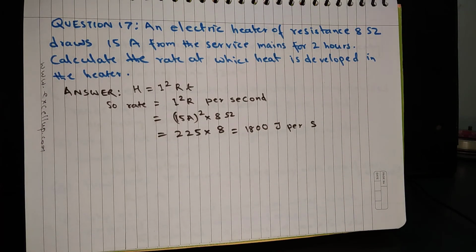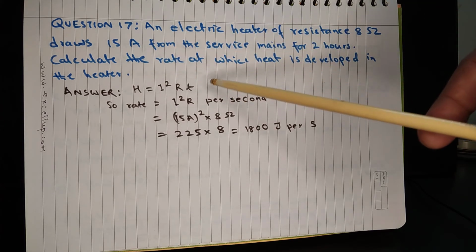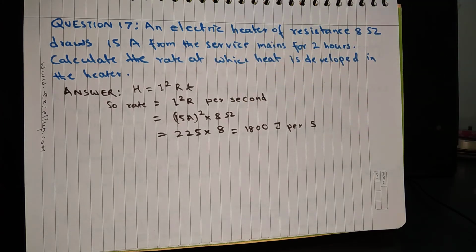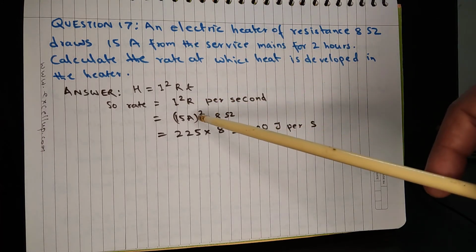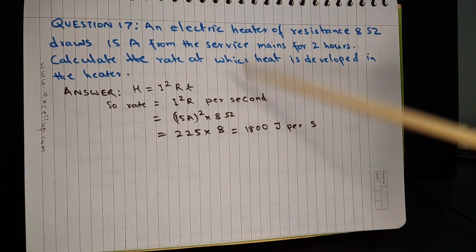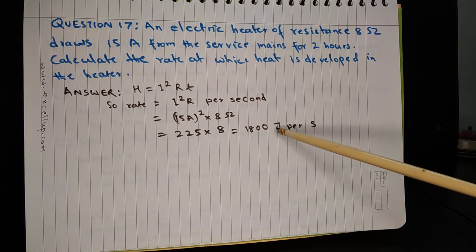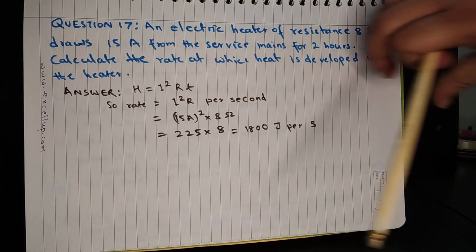Question 17. An electric heater of resistance 8 ohm draws 15 ampere from the service mains for 2 hours. Calculate the rate at which heat is developed in the heater. So we know that heat is equal to I square RT. So the rate will be I square R per second. So it will be 15 ampere square multiplied by 8 ohm. So it is 1800 joule per second.